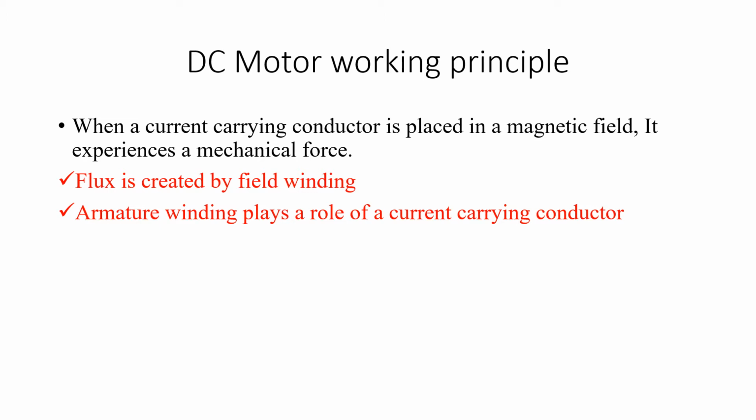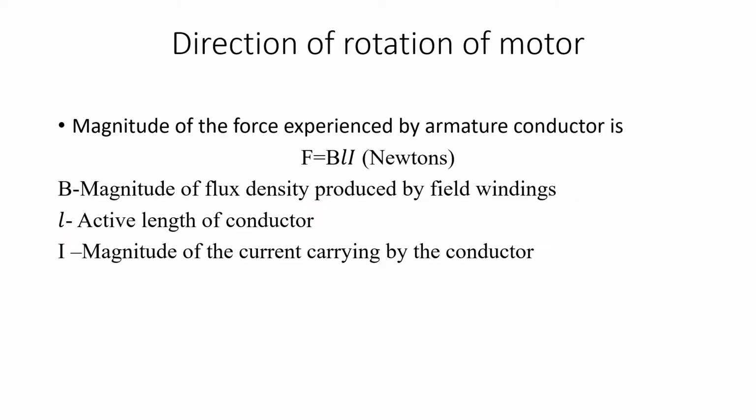The armature plays the role of the current carrying conductor because the armature is connected with the DC power source. Through the DC power source it is excited, so that the armature becomes a current carrying conductor. Whenever the current carrying conductor is placed in a permanent magnetic field, it will produce a torque. Next, we want to find the magnitude of force experienced by the armature conductor.